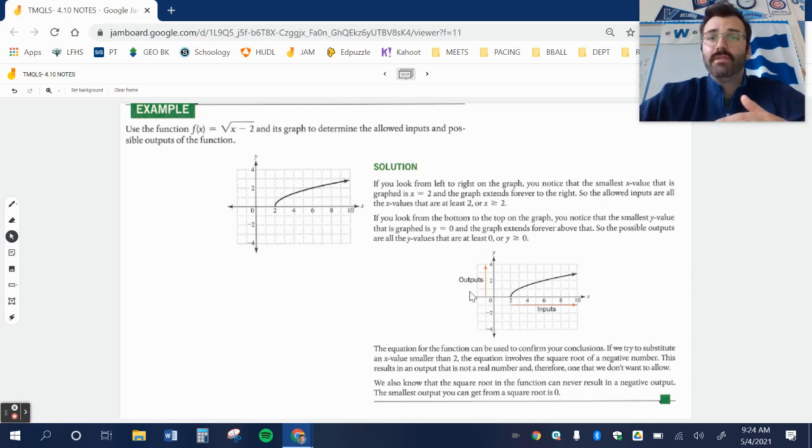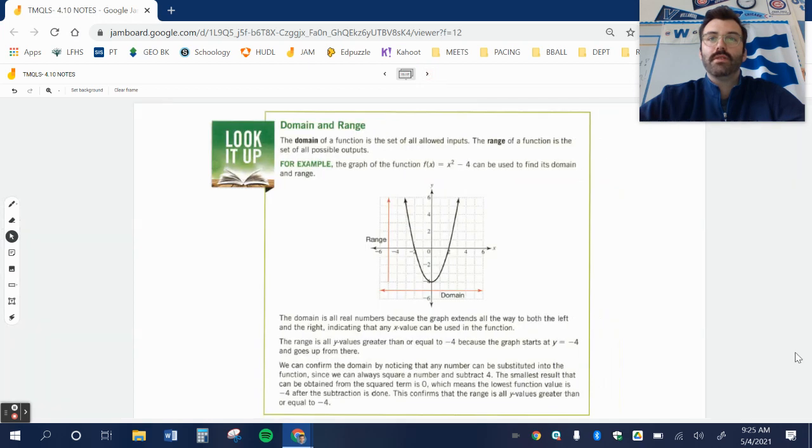For your y values, if you look, it has this nice little arrow there. The outputs, the smallest possible y value is 0, because at the x-axis, y equals 0. And then that goes on to infinity and continues to get bigger and bigger. So y should be greater than 0. So what are we finding here? What are we talking about? Well, we're talking about something specific, and that is our domain versus our range.